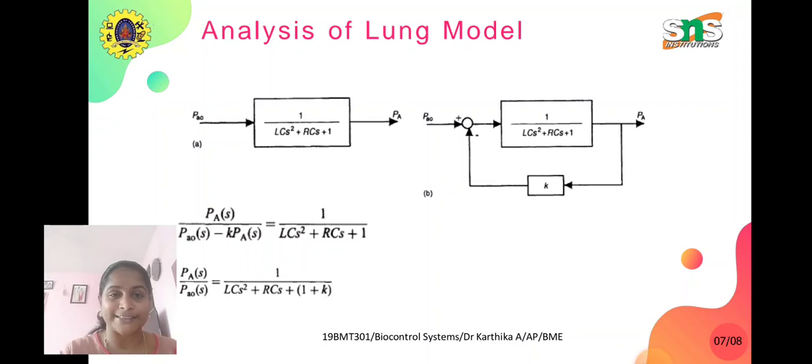Here the feedback K is our constant. PA(s)/PAO(s) minus K PA(s) is equal to 1/(LCs² plus RCs plus 1). Here our final output is PA(s)/PAO(s), which is equal to 1/(LCs² plus RCs plus 1 plus K).